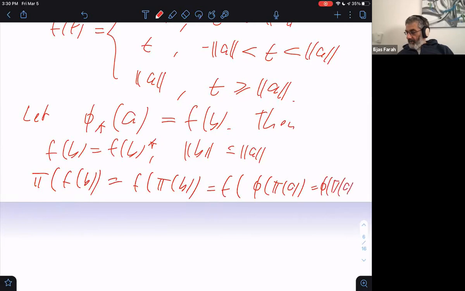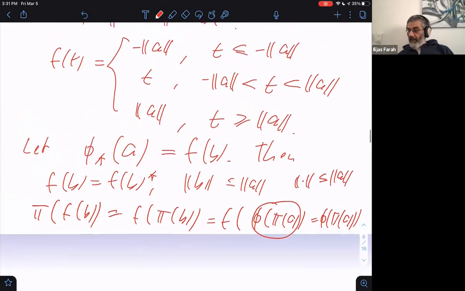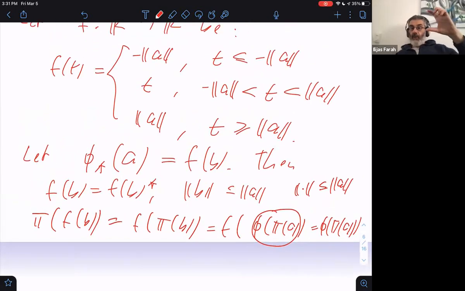This is phi of P of A because the norm of this is at most the norm of A. So applying F to something that has norm less or equal to the norm of A doesn't change anything because you aren't truncating anything.